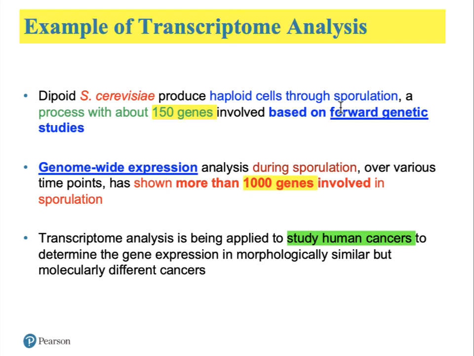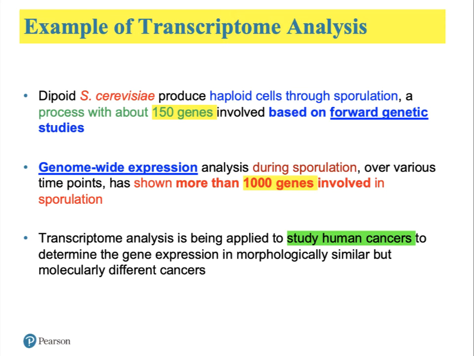These haploid cells normally undergo sporulation, and we thought that they used 150 genes in order to direct the sporulation process. Now that was based on forward genetic mutational analysis. More recently, genome-wide expression analysis using these chip techniques, considering the same type of biological process of sporulation, has uncovered more than 1,000 genes involved in sporulation.